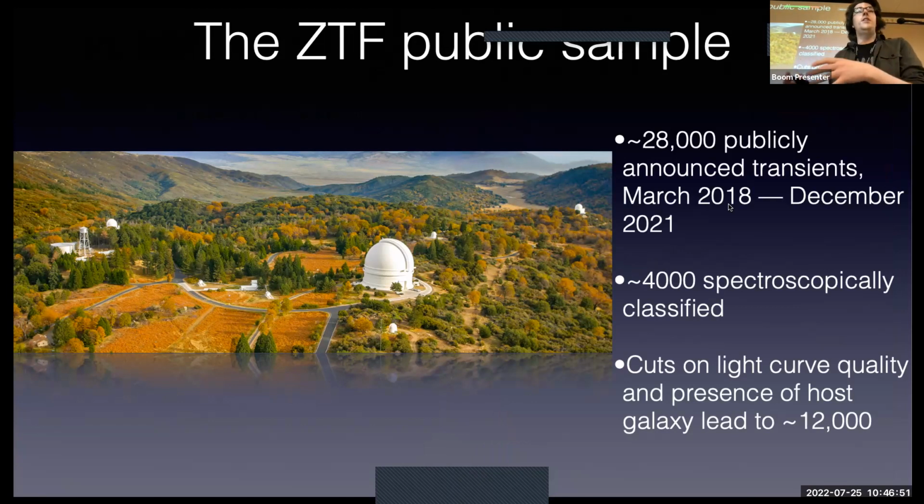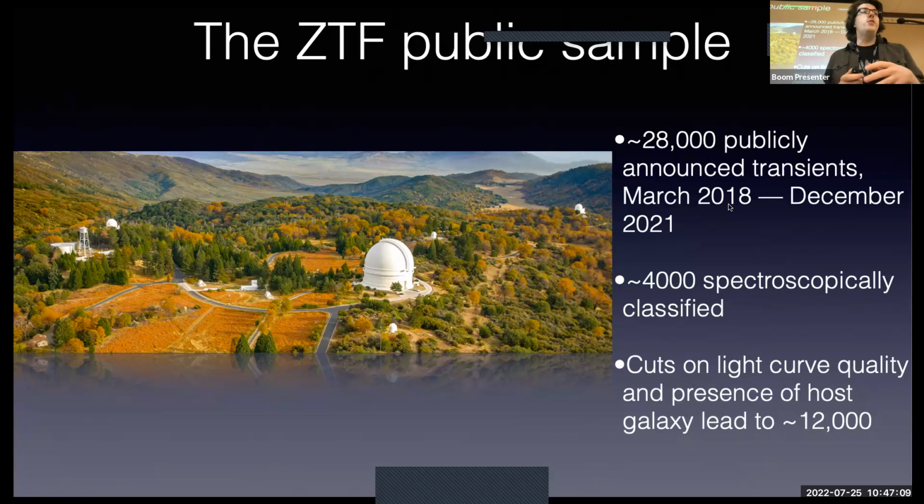The data that we're using is coming from the brokers. We started by searching TNS for all publicly announced transients that were observed by ZTF, which was about 28,000 objects between the beginning of operations in March 2018 and December last year.